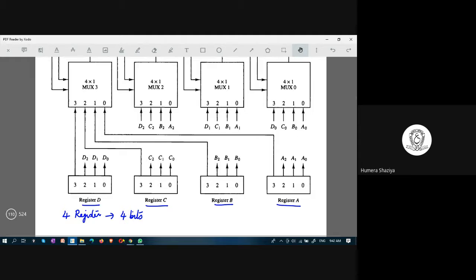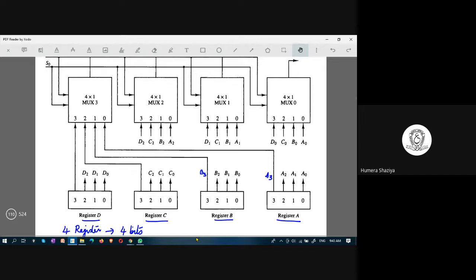And each bit has been named because this is register A. 0th bit of register A is named as A0. This is A1, A2 and this would be A3. Look at register B, B0, B1, B2 and this would be B3. Likewise, C0, C1, C2, C3, D0, D1, D2, D3. These are the symbols for each bit in the register. I hope that this part is clear to you. There are 4 registers. Each register has 4 bits and they have been given names, based on the register name and bit position value.